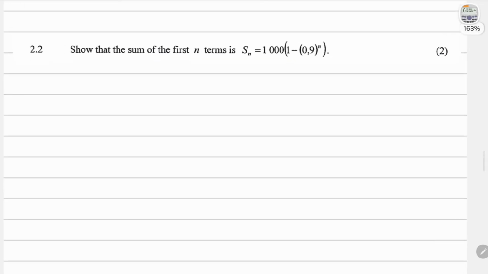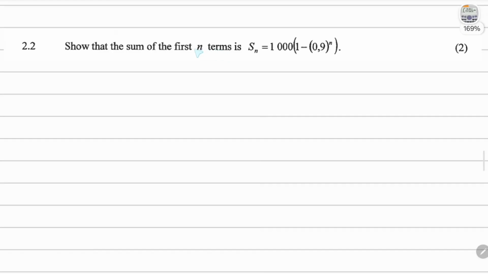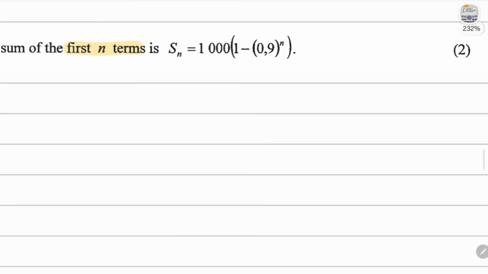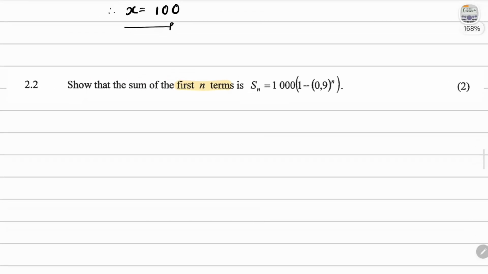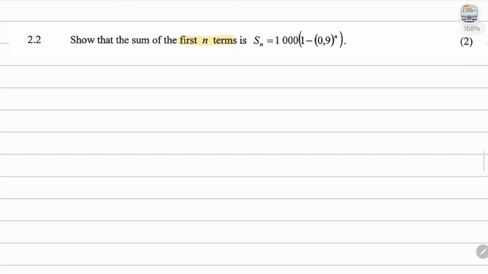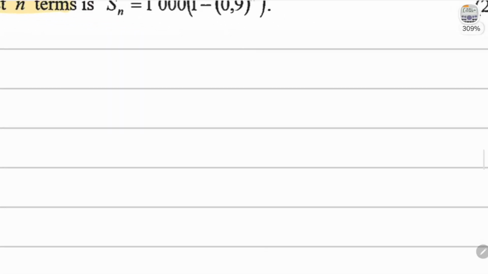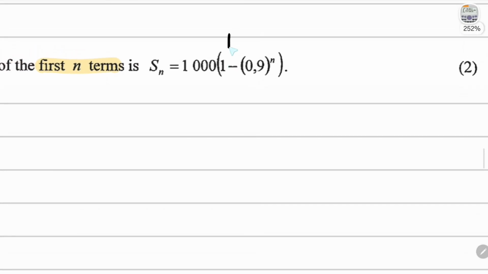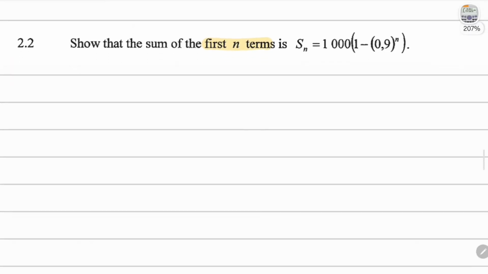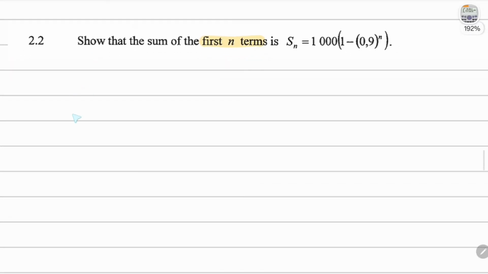Question 2.2 says, show that the sum of the first n terms is Sn equals this. So we're really just using the Sn formula, and we have to keep in mind, because you notice that the 1 comes before the value that we have here. Remember that there are two formulas for Sn.